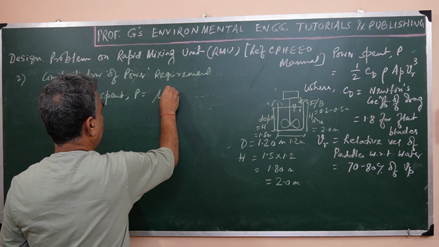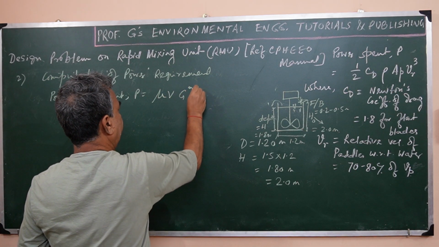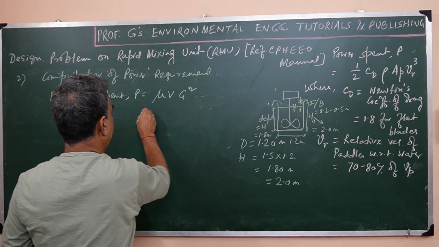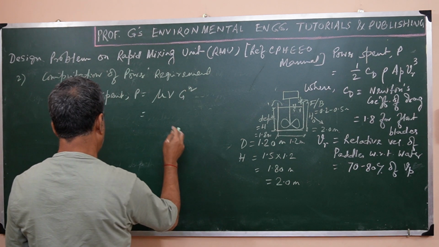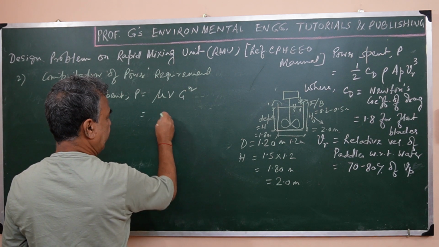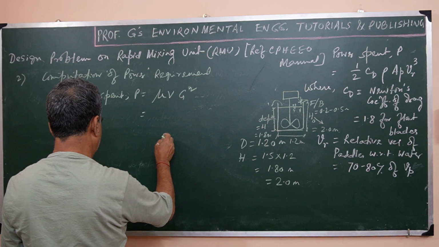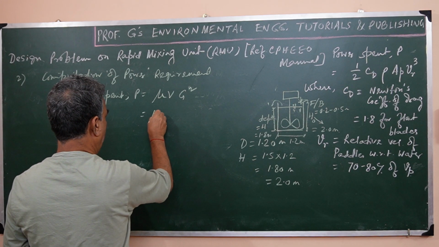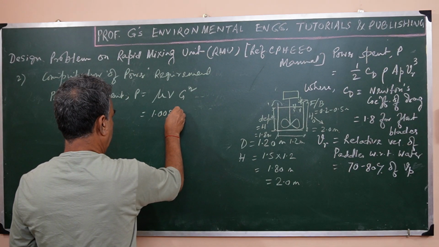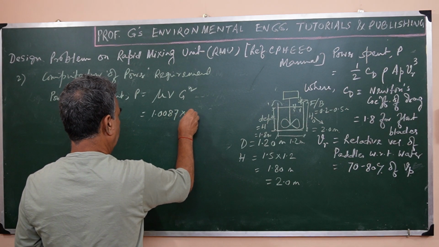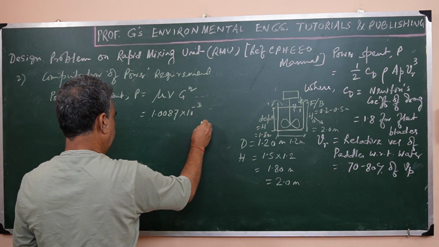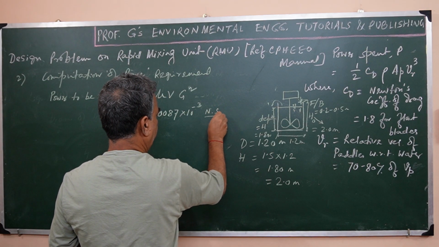Already I have explained this, P equals mu V G square, with the notations also, and we have done dimensional analysis also. And at 20 degrees centigrade temperature, mu will be 1.0087 into 10 to the power minus 3 Newton second per meter square.